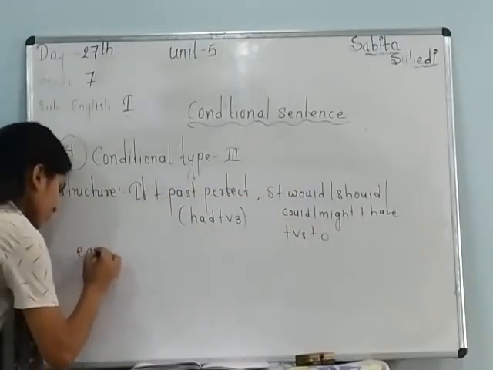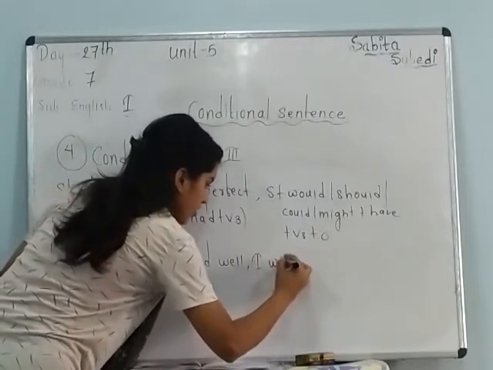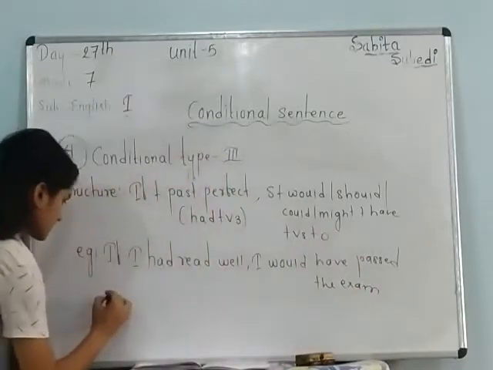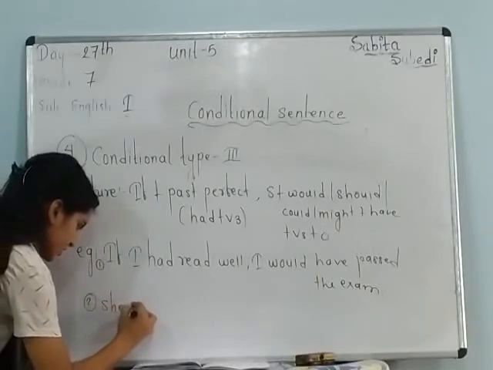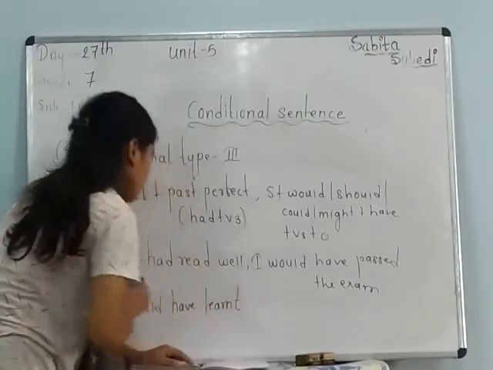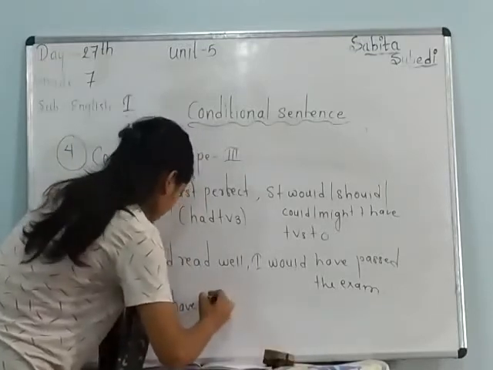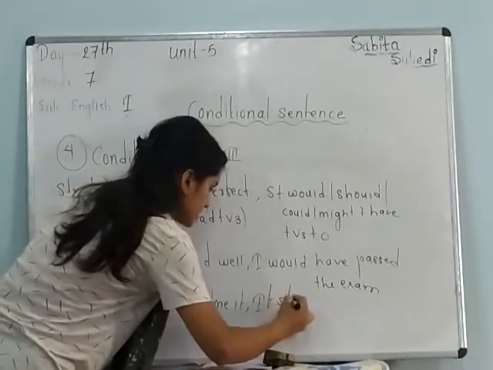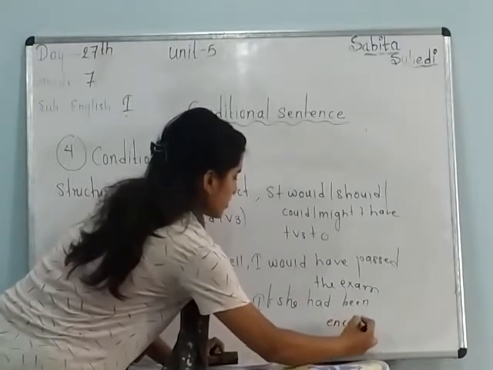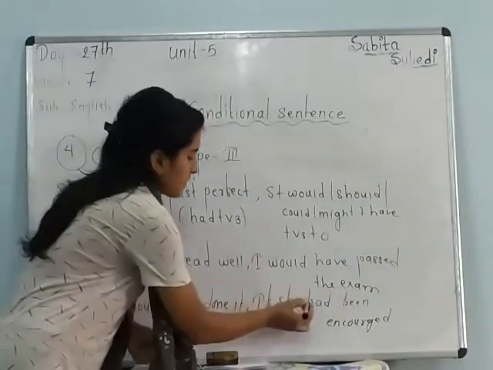For example, I already told you: if I had read well, I would have passed the exam. Similarly, next one: she would have learned, or you can also write done. She would have done it if she had been encouraged. Alright. So here had been, had plus been, works as past perfect.